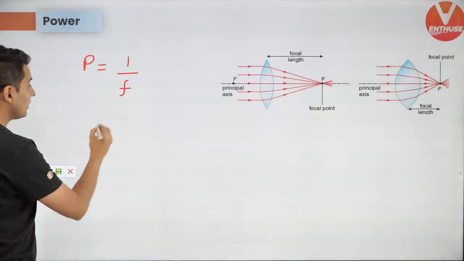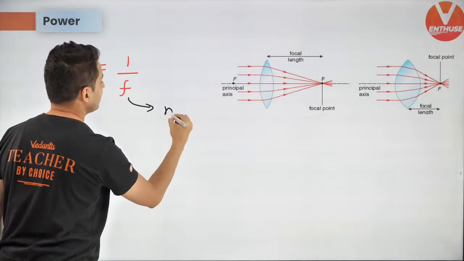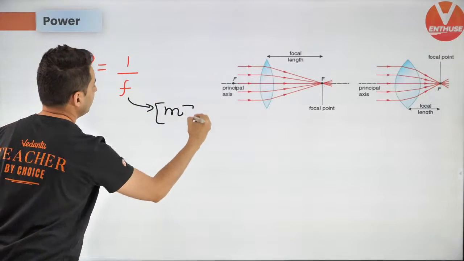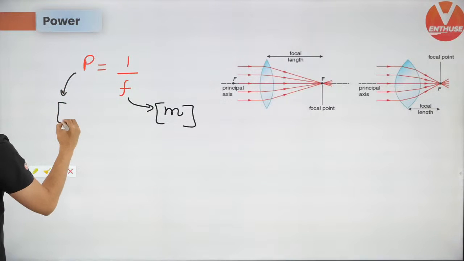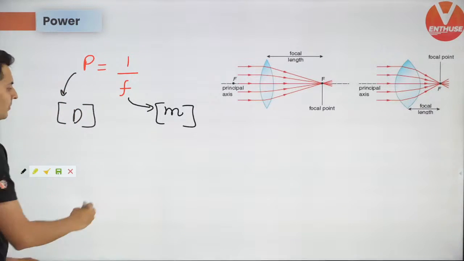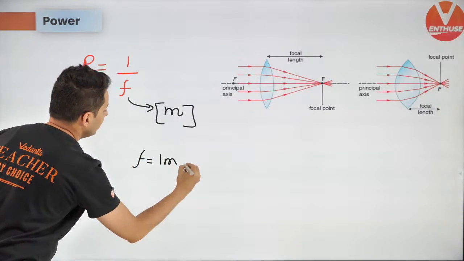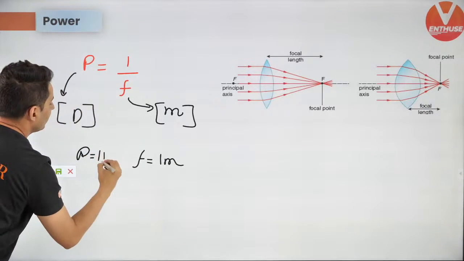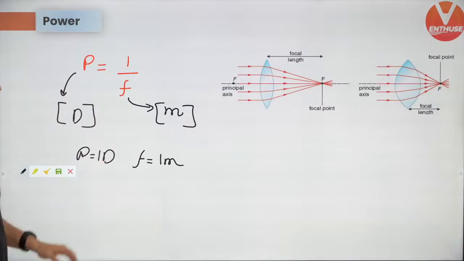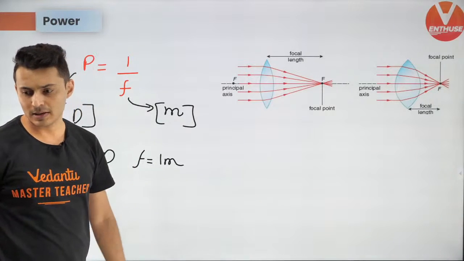And remember the units: if focal length is in meters, the power is expressed in diopters. So if focal length is 1 meter, the power is 1 diopter. This is what you should know. I hope this is clear.